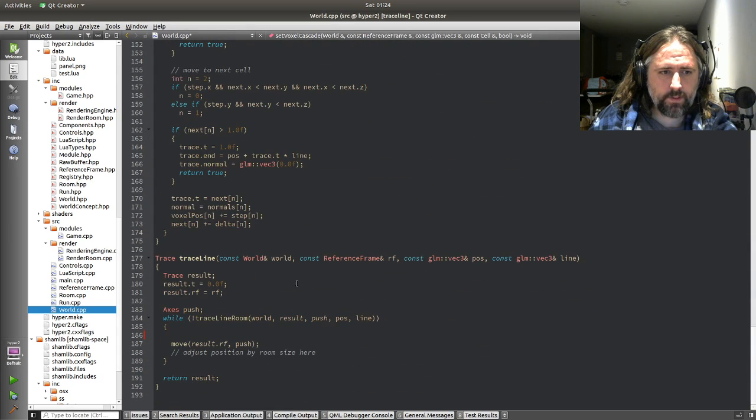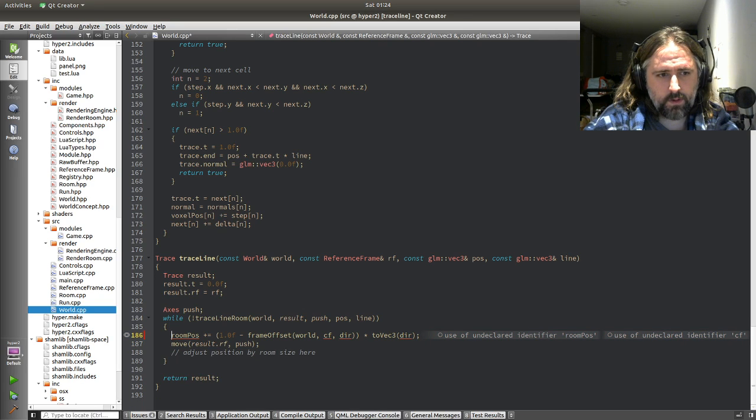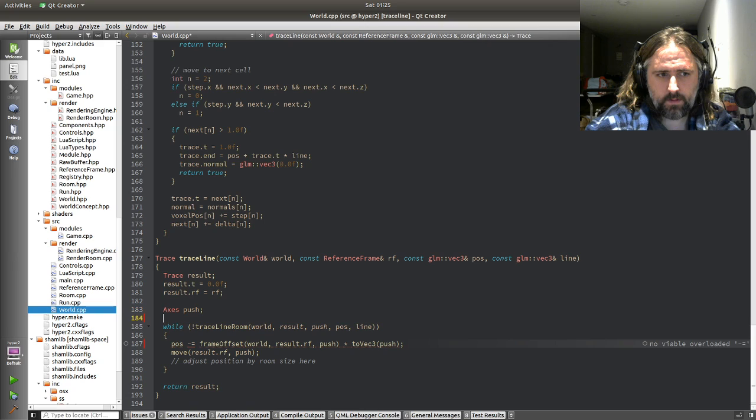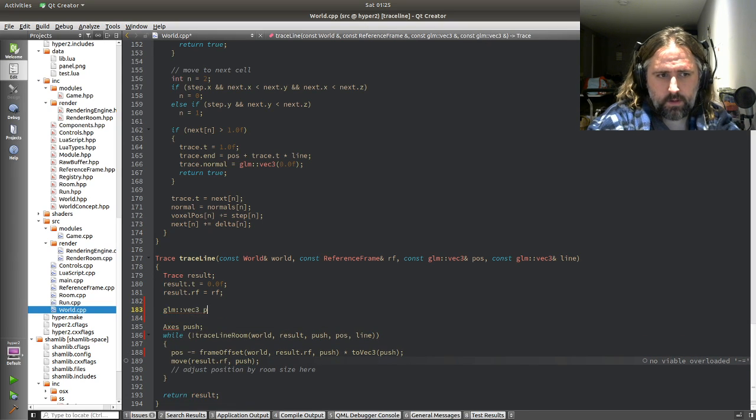Found it. Okay, so this time we say, whoa, the position. We're going to subtract the frame offset times that. But this variable is called push here, and the reference frame is called result.reference frame. Pause. Is that because it's const ref? Is that literally it? If I just do GP, or does it not have minus equals?